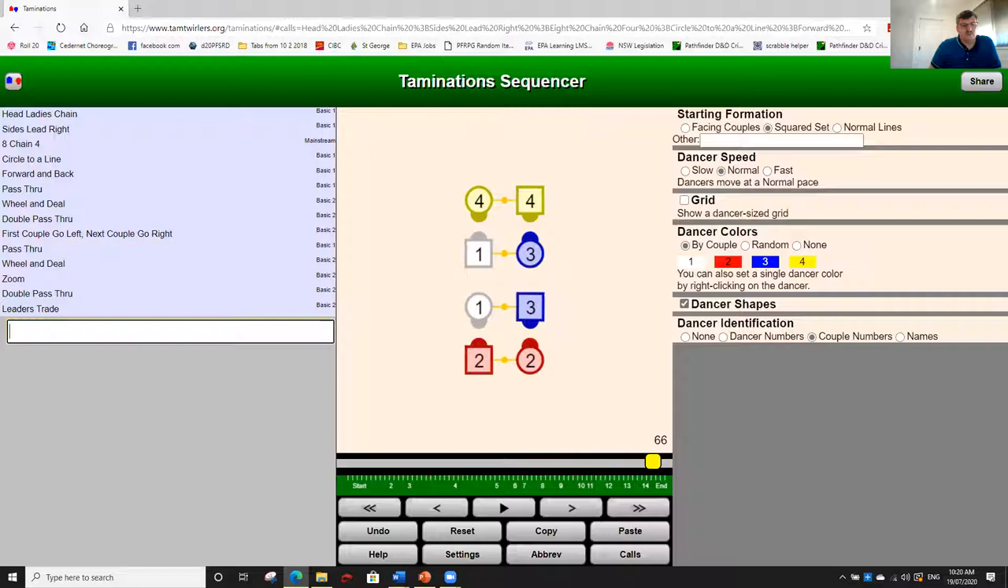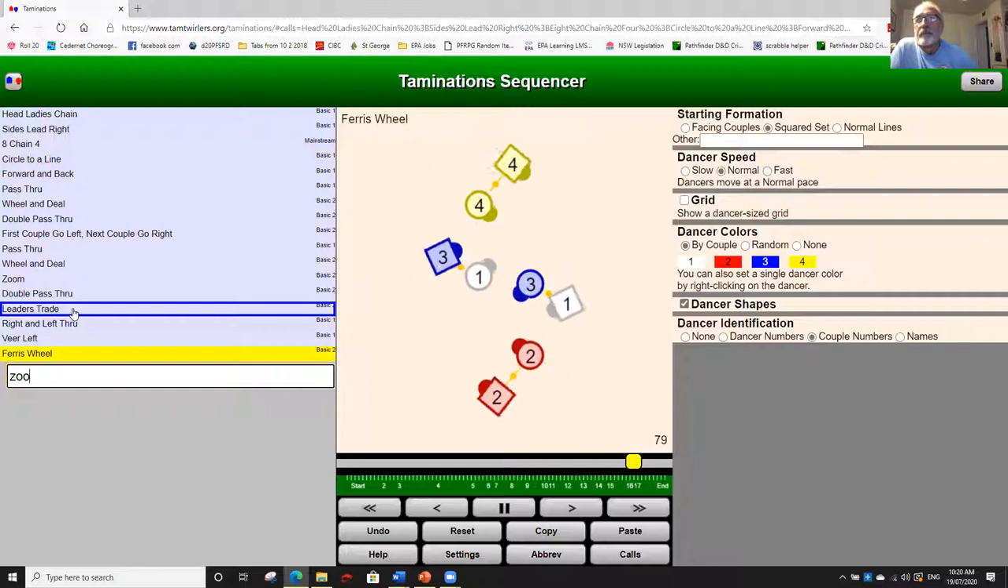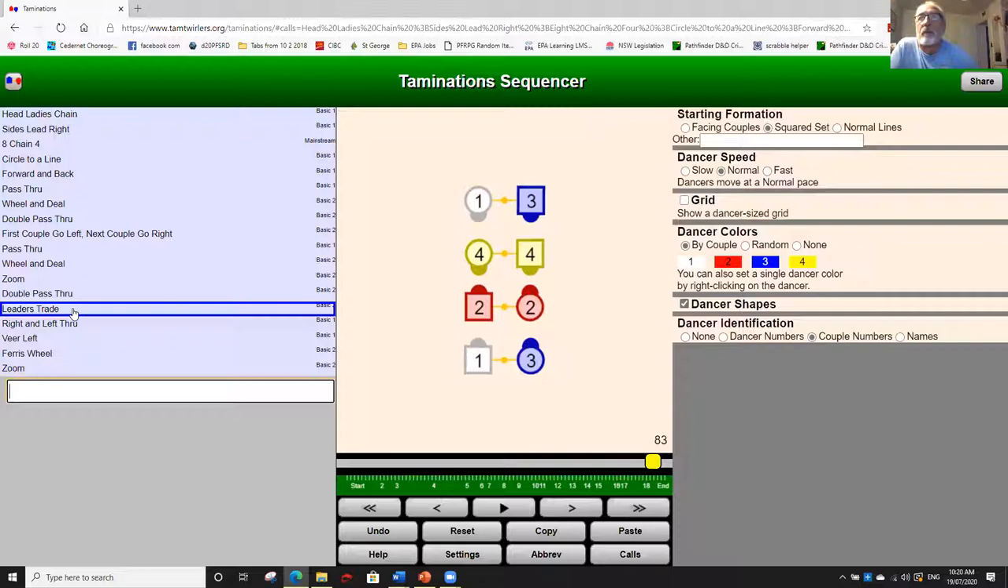Now, earlier you'd mentioned adding the right and left through, veer left, Ferris wheel, centers pass through as your little module that goes from one spot back to the exact same spot. You could have done that after the 8-chain-4 to add some more calls and take the flow problem away also. That was you, was it, Rob? Yes, absolutely correct. Sorry, why did I type zoom there? I have no idea.